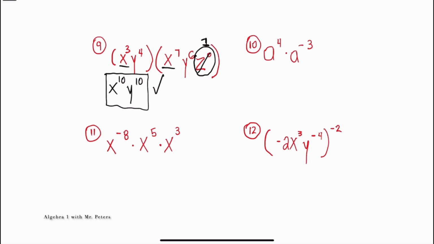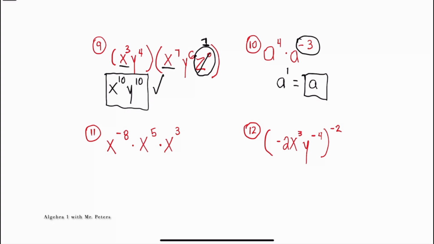Now the next problem, very similar to the last one, we have a negative exponent. But luckily for us, after we add 4 and negative 3, we just get a to the first power. And we should already know we don't have to put that 1. That is understood. So the correct answer after we combine those exponents is just a.